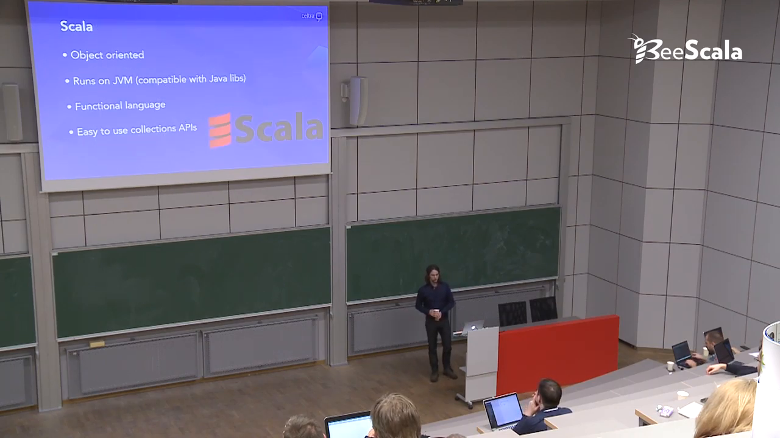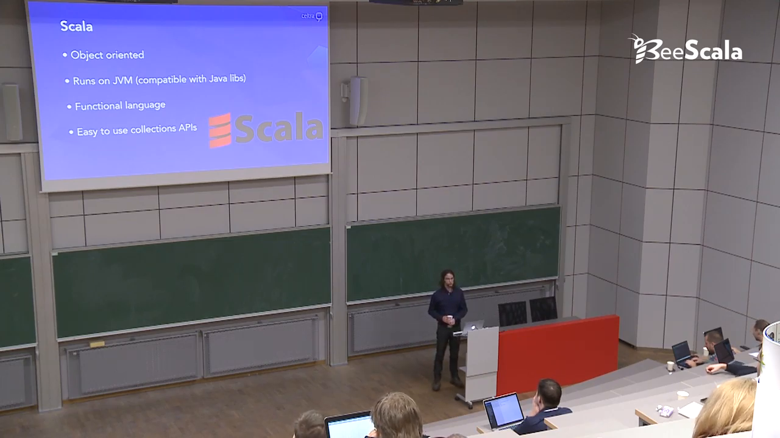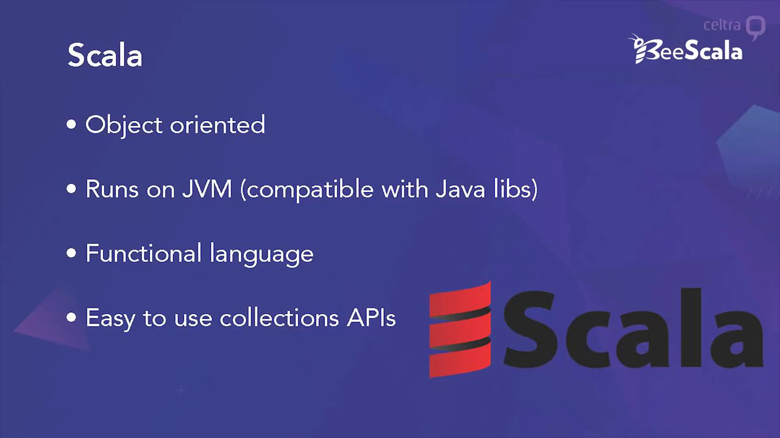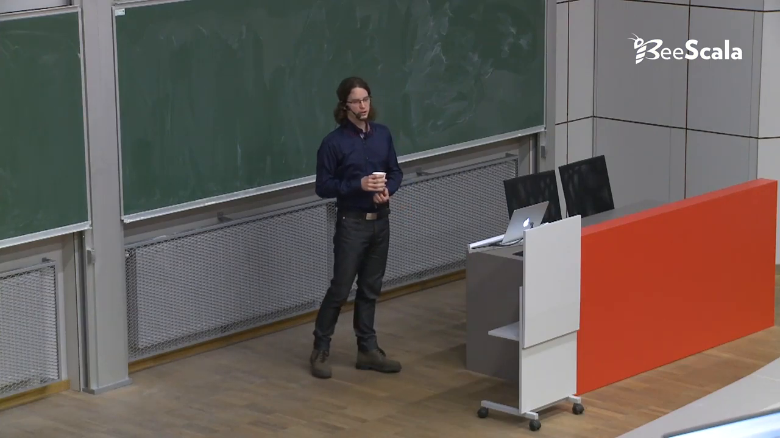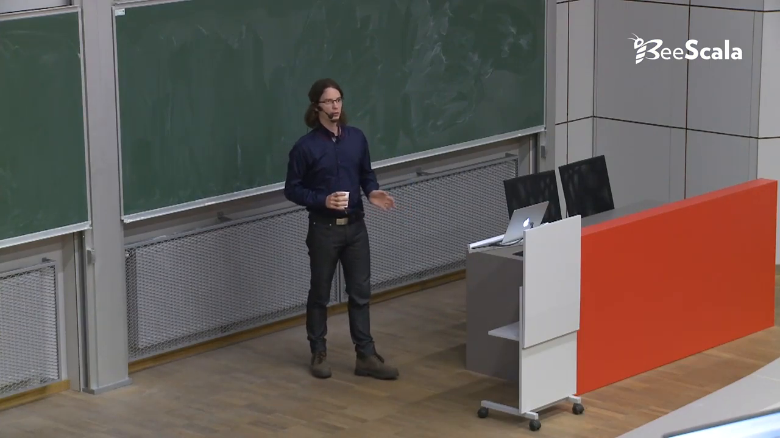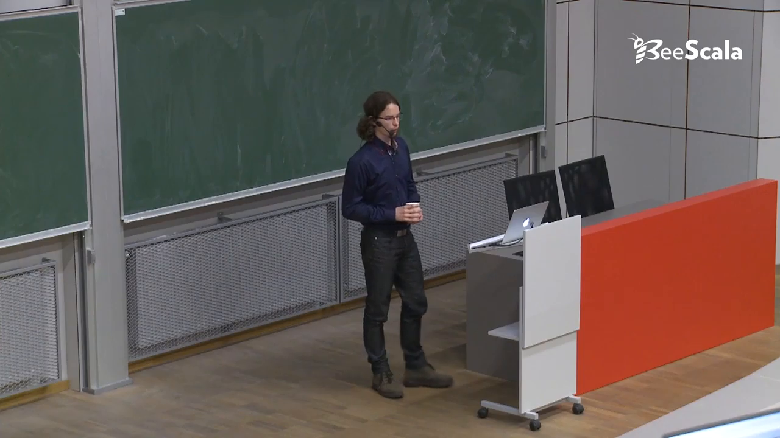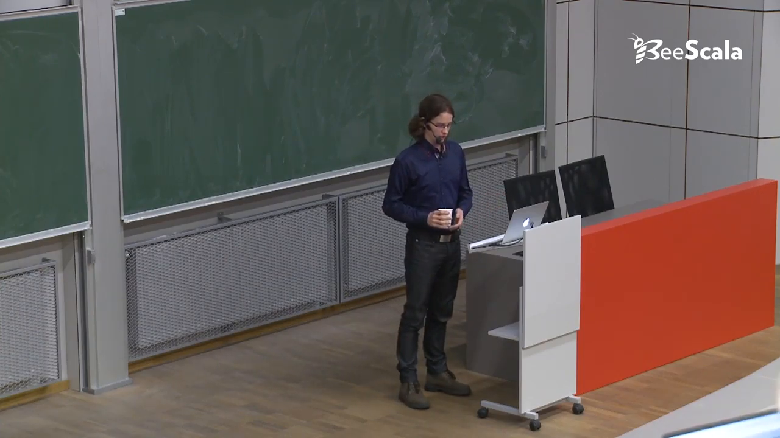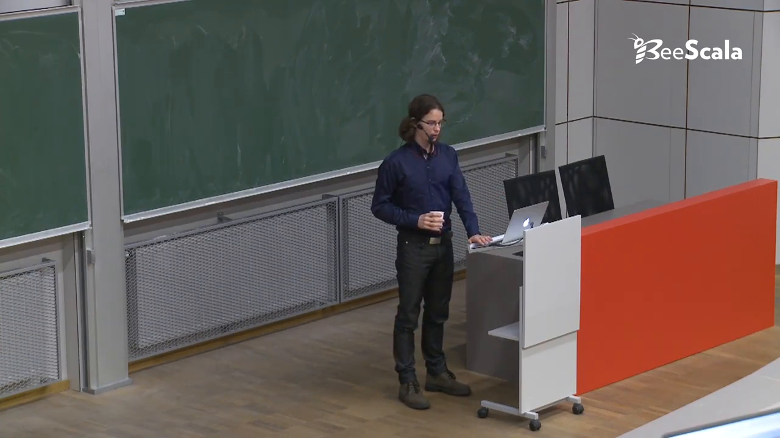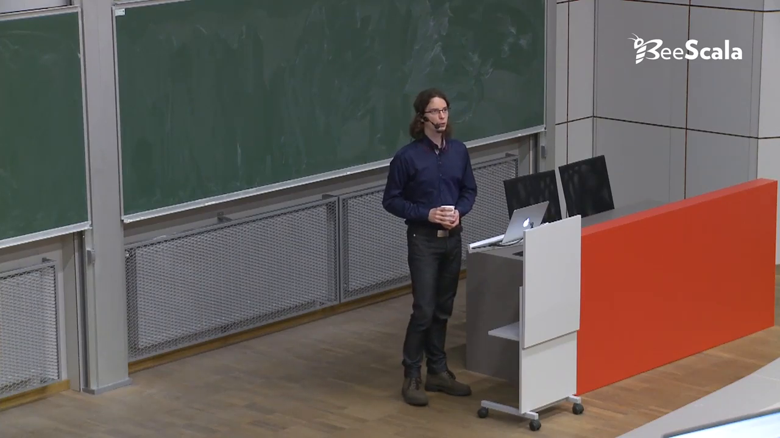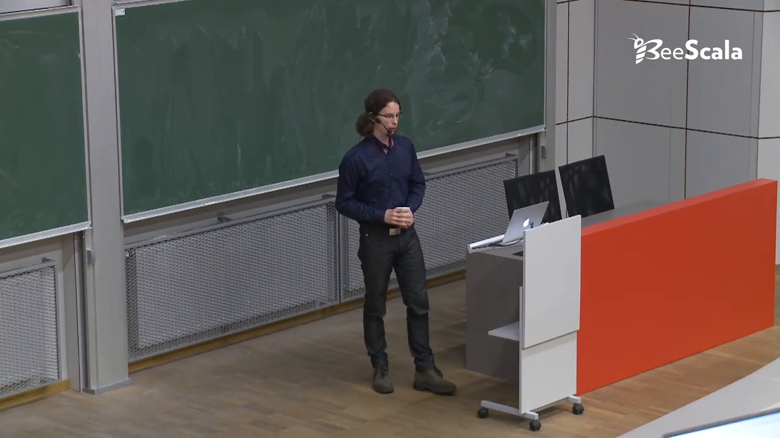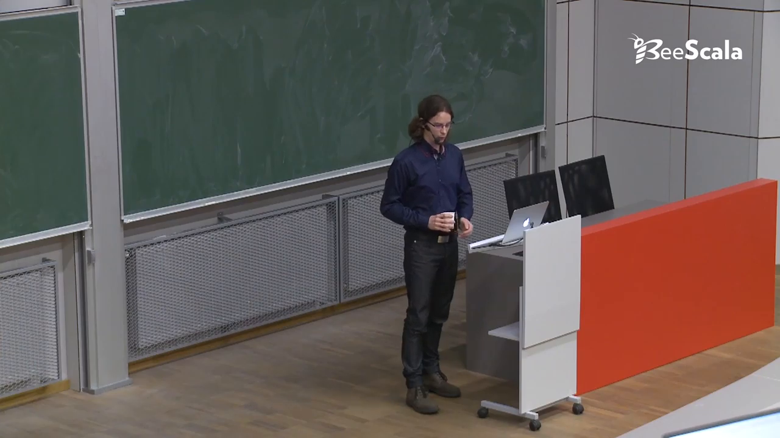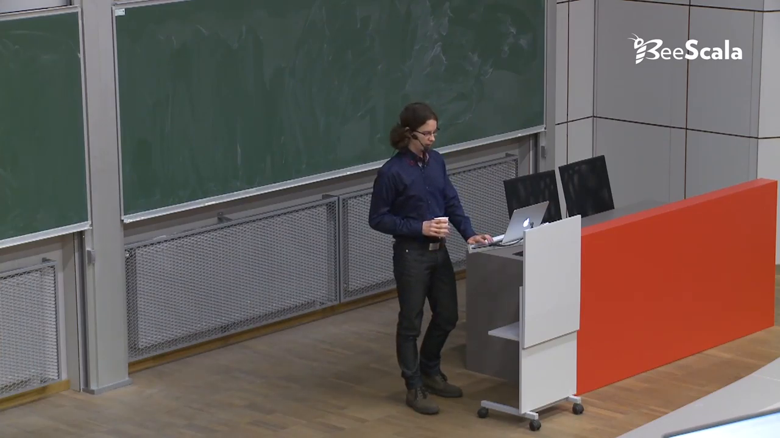Now, finally, to Scala. Scala is still object-oriented. It's good because it runs on JVM, so it can use all your Java libraries. But it's functional. And what functional means to me is that you don't have variables. They're immutable. Once you set their values, you can't change them. And what is also good from my point of view when I'm working with data is that it offers nice APIs to work with collections, such as lists and so on.